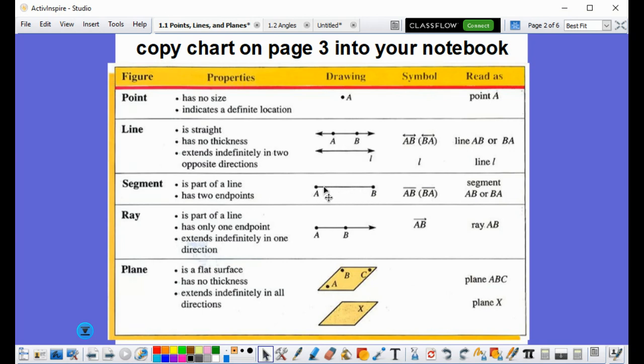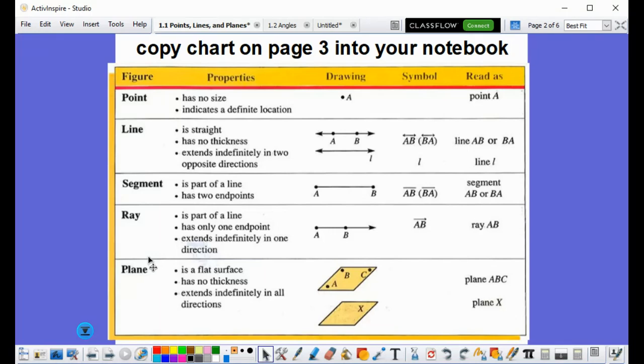They stop. Then we have a thing called a ray, which is part of a line. So it has an endpoint, and it kind of goes forever in a direction. And you could think of something like a sunshine ray, like it starts at the sun and it kind of extends out forever, or like a laser pointer. That's a good way to think about it.